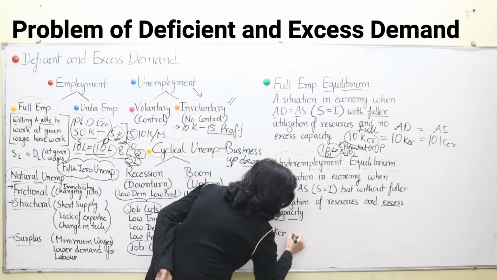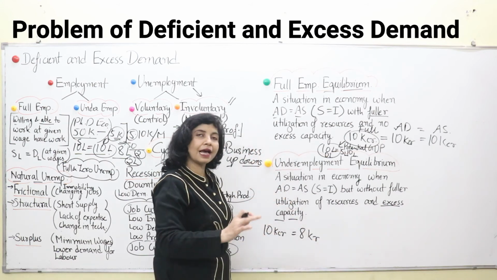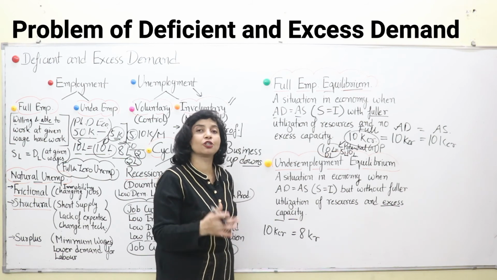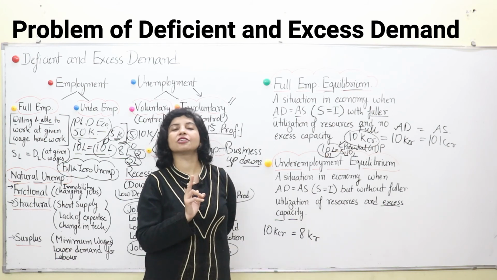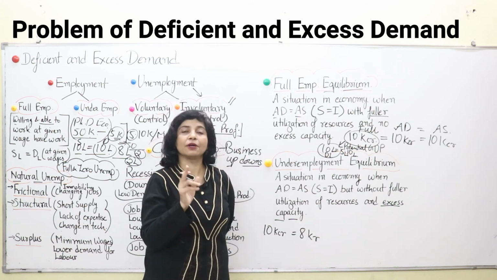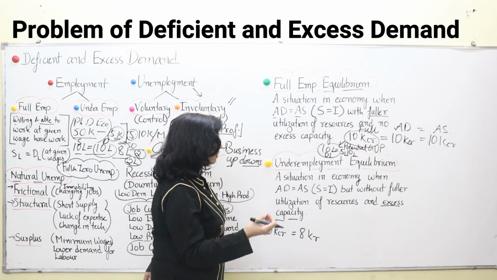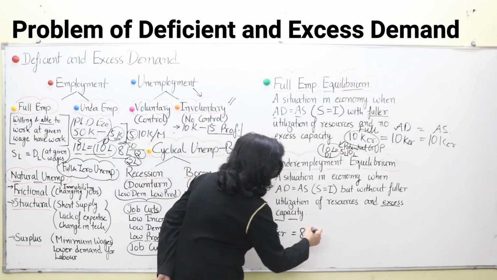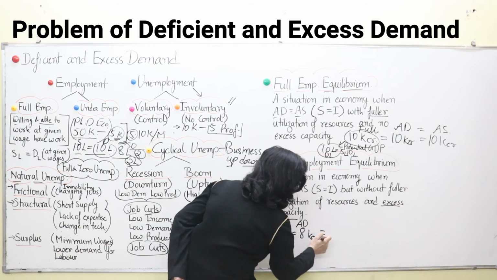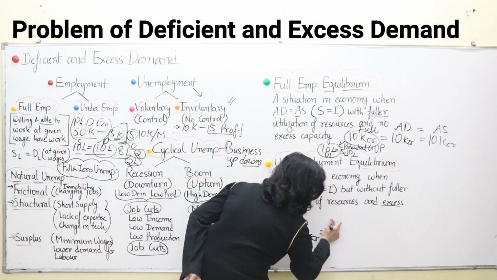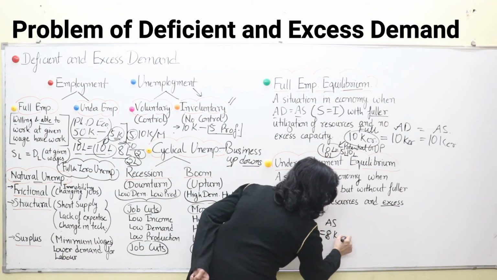Suppose aggregate demand is 8,000 crore of goods and services. They are demanding goods and services worth rupees 8,000 crore only. So what will happen to producers? They will also produce goods and services worth rupees 8,000 crore only, because they don't want to develop excess stock of goods and services, and they don't want to incur losses. So aggregate supply will also be 8,000 crore rupees.